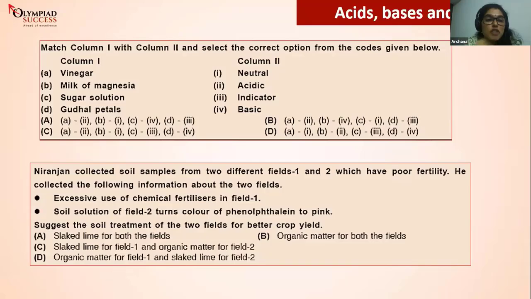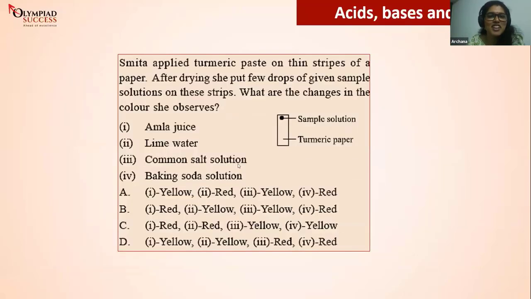Yeah, so excessive use of fertilizers causes field 1 to become acidic. So if it becomes excessively acidic, in order to neutralize, I can use lime water or slaked lime, right? Field 2, the phenolphthalein is changing to pink in color. That means there is increased base in the soil of field 2, so I have to treat it with acid. So I can use some organic fertilizers, isn't it? So the option would be C, slaked lime for field 1, organic matter for field 2, to decrease the acid in field 1 and to decrease the amount of base in field 2. Correct? That's right. Most of you got it first, right?